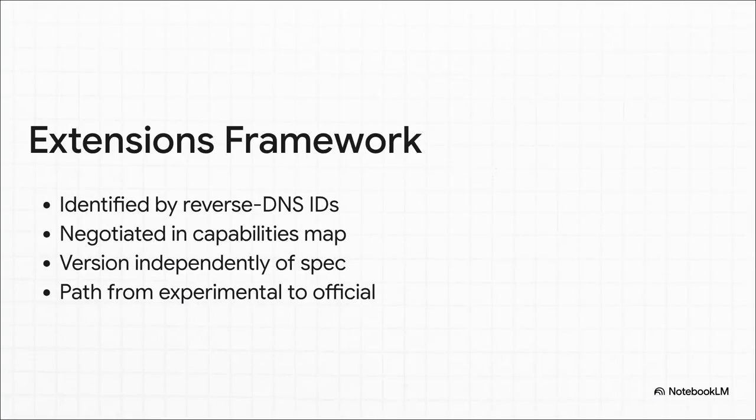So experimental features used to just kind of float around in the core spec. Not anymore. The new extensions framework gives us a formal, predictable lifecycle. Extensions get their own clean reverse DNS IDs. They're negotiated up front in a capabilities map, and crucially, they version completely independently from the core spec. This means the core protocol stays super lean, while you can still have rapid, wild innovation happening in separate repositories.